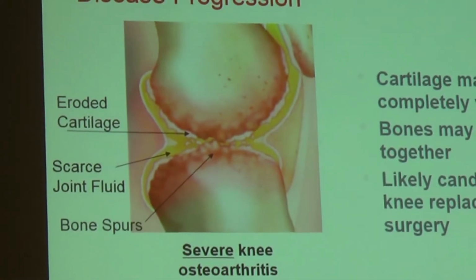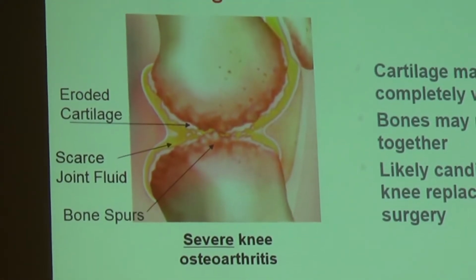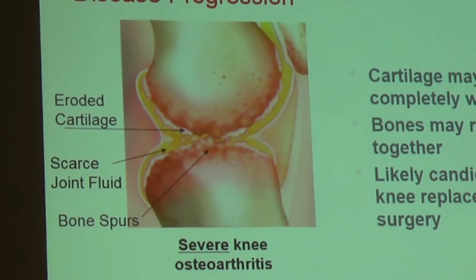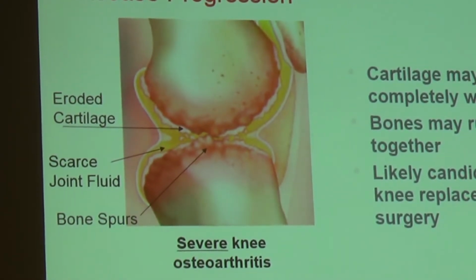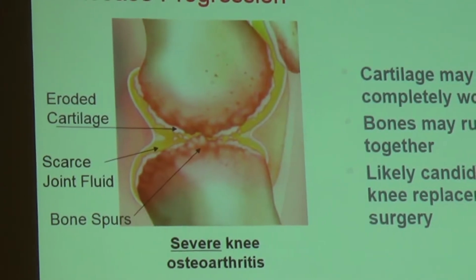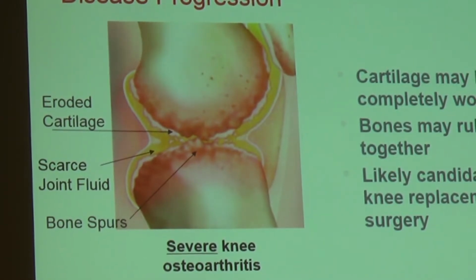This is a diagram, again, as the disease progresses further to severe knee osteoarthritis. And here the cartilage may be completely worn away and the bones may rub together. This patient would be a likely candidate for a total knee replacement. You can see the cartilage has eroded, there's almost no joint fluid, and you can see the bone spurs or the overgrowth of the bone here.